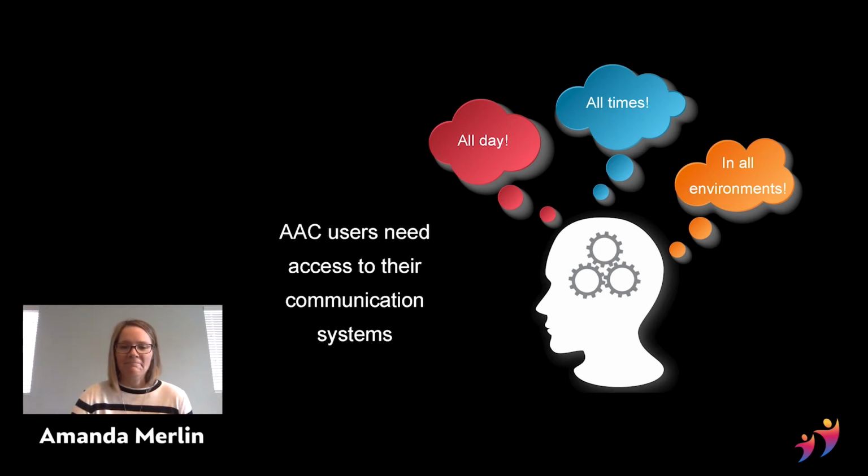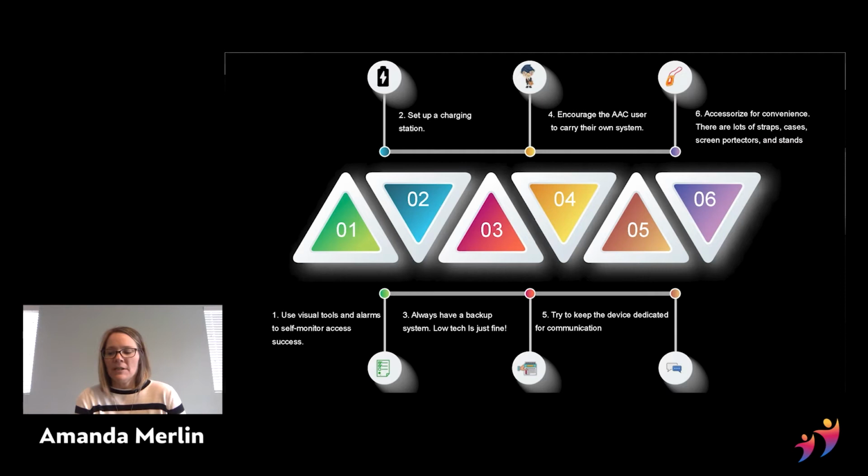It's very important. So here are some really great tips for access. We can set visual tools, alarms, to help self-monitor access success. I've had data sheets for families to set an alarm every 2 hours. When the alarm goes off, look and see, is the device out? Is it accessible? If it's not, what was the barrier? And that first month, that's what we're troubleshooting.